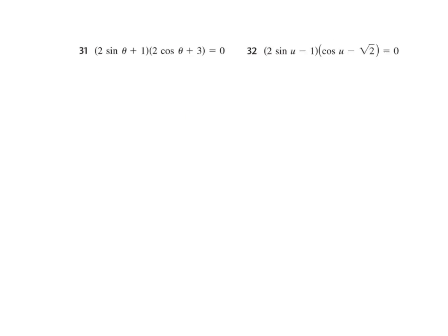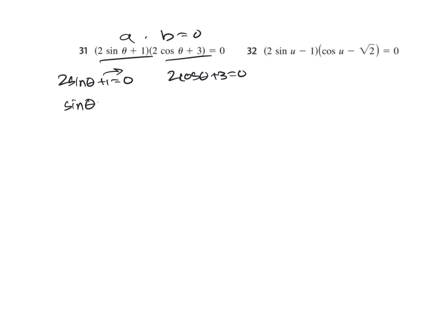All right, 31. So again, a times b equals 0. So either a is 0 or b is 0. So 2 problems in one here. Okay, so 2 cosine of theta plus 3 equals 0. All right, so let's solve the first one. So we're going to subtract 1, divide off the 2. So the sine of theta is equal to negative 1 over 2. So where's y? Negative 1/2, the short leg, here and there. Y is negative. So 7 pi over 6 and 11 pi over 6.